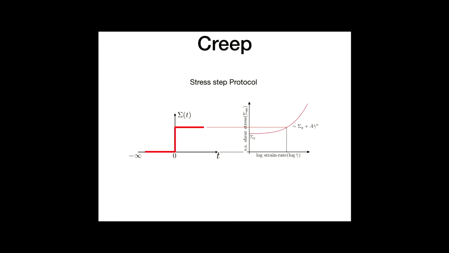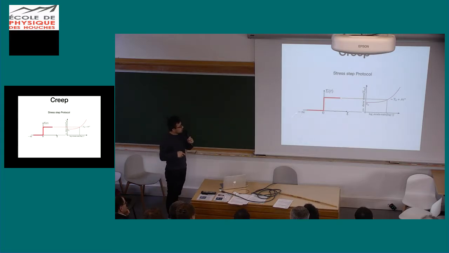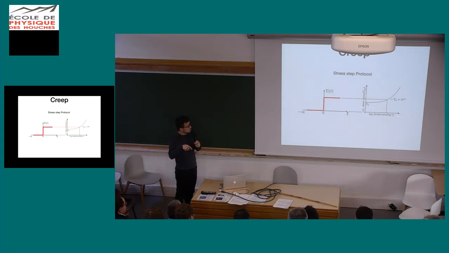Another protocol is creep, which has not been paid a lot of attention, that consists of applying a step stress onto the system. And if the stress that you apply is larger, for example, than the dynamic yield stress, you will normally hope the system will go at the end into the steady state flow of the corresponding shear rate in the flow curve. But it's not always the case.